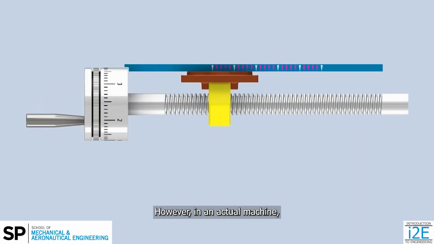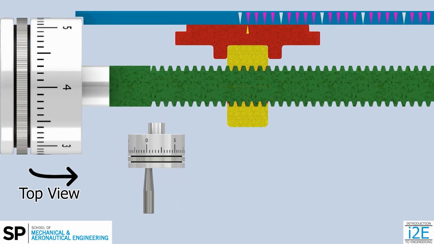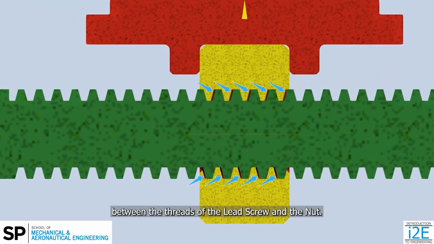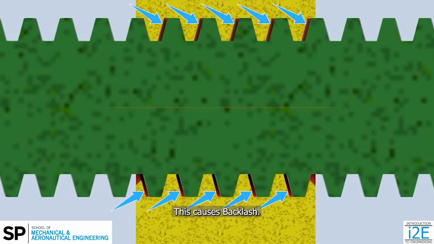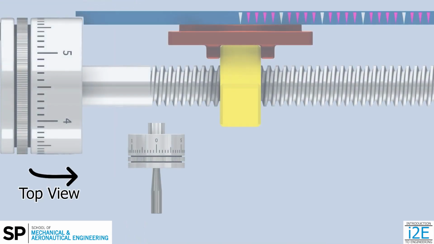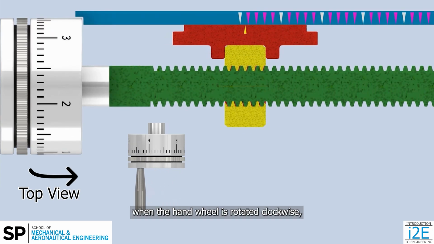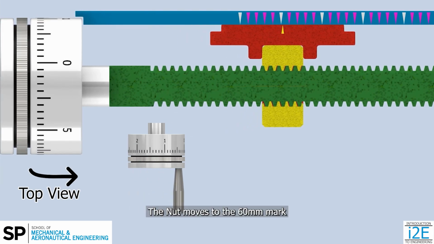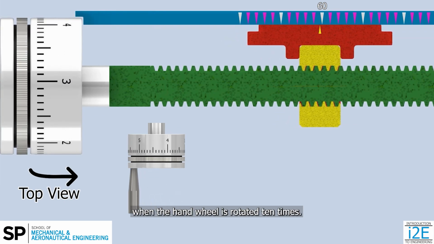However, in an actual machine, all moving parts have clearance to prevent jamming, and at times the clearance gets larger due to wear and tear. Therefore, there's a small gap between the threads of the lead screw and the nut. This causes backlash. As before, when the handwheel is rotated clockwise, the nut moves forward. The nut moves to the 60 mm mark when the handwheel is rotated 10 times.